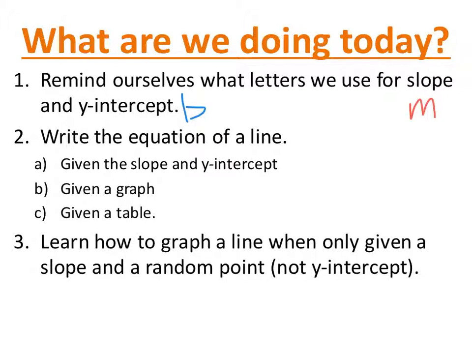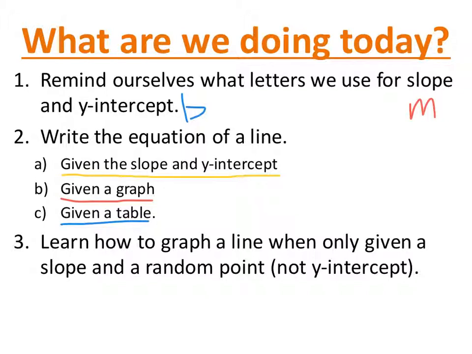Movement and begin. The main thing we're going to do today is learn how to write the equation of a line, and we're going to be given some different scenarios, and you have to write the equation with it. So you're going to be given a slope and a y-intercept, and you'll have to write the equation. You're going to be given a graph, and you have to write the equation. And you're going to be given a table, and you have to write an equation. And then we're going to learn how to graph a line when you're only given a slope and a random point, and that point's not going to be the y-intercept.